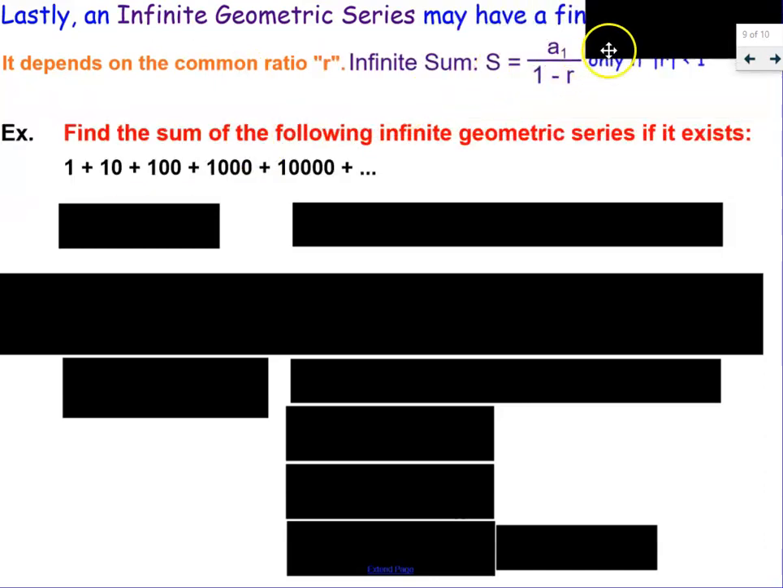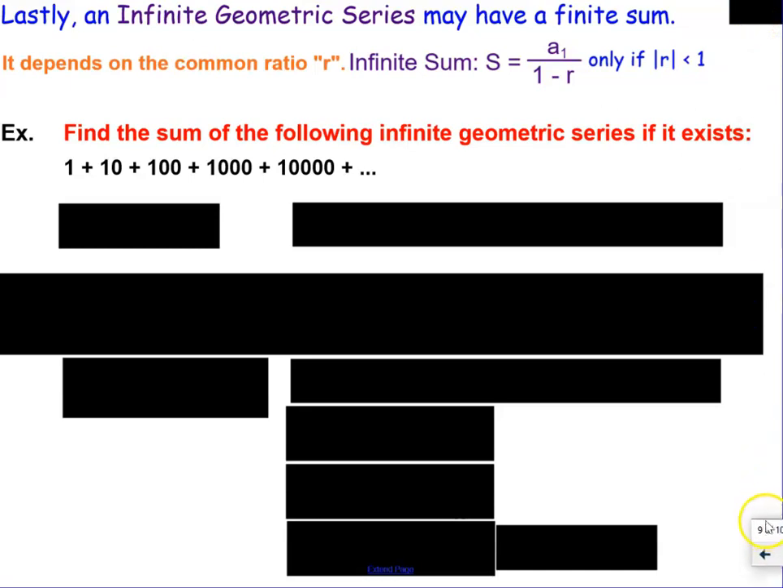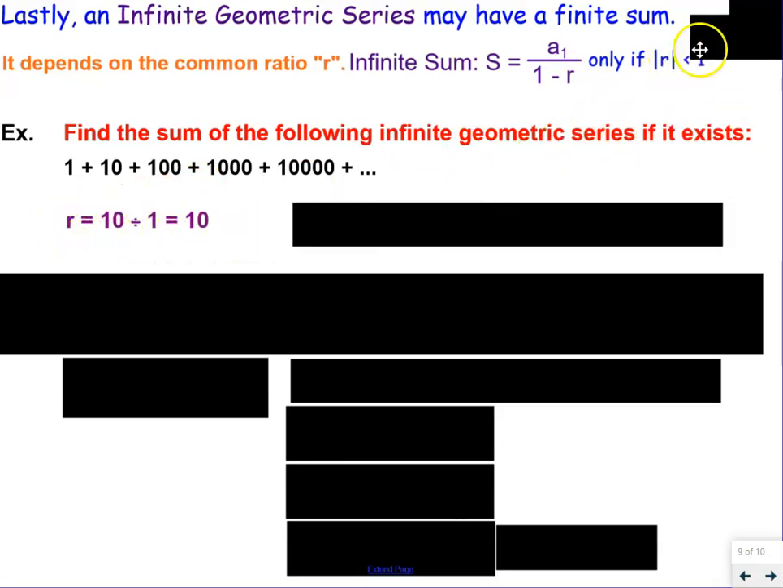All right, so here's an example. Find the sum of this infinite geometric series if it exists. Notice I did not give you a final number because it keeps going. It goes 1, then 10, then 100, then 1,000, then 10,000, then 100,000, then 1,000,000, then 10 million, 100 million, a billion, and so on. I find R. Second divided by first. 10 divided by 1 is 10. So it's being multiplied over and over by 10.